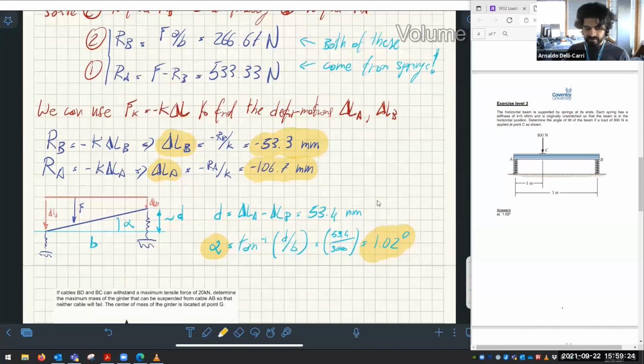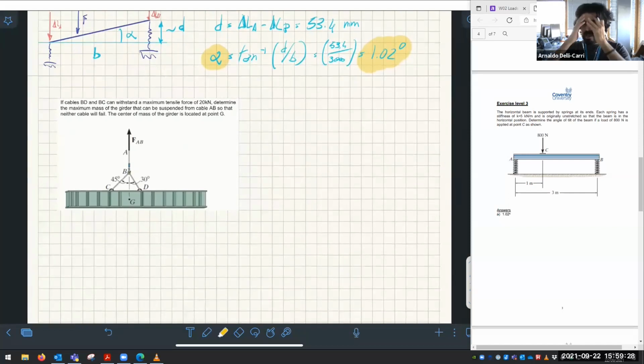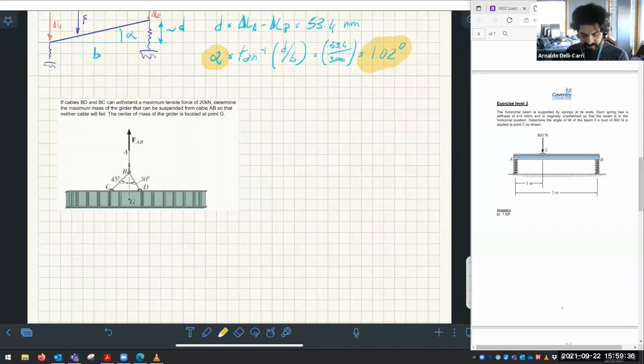Okay, I don't think there's time to solve this one, but this one is quite easy. I will give you how to start the tutorial. So ideally, what you want to do here is, if cables BD and BC can withstand a maximum tensile force of 20 kilonewtons, determine the maximum mass of the girder that can be suspended from cable AB so that neither cable will fail. The center of mass of the girder is located at point G.